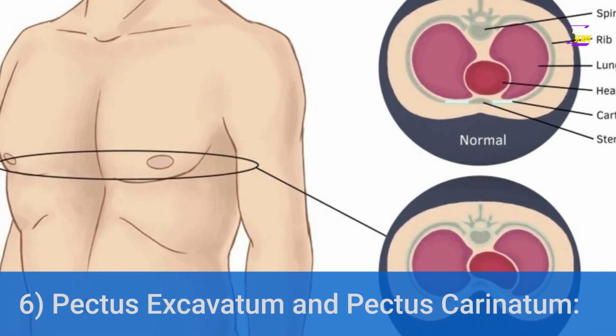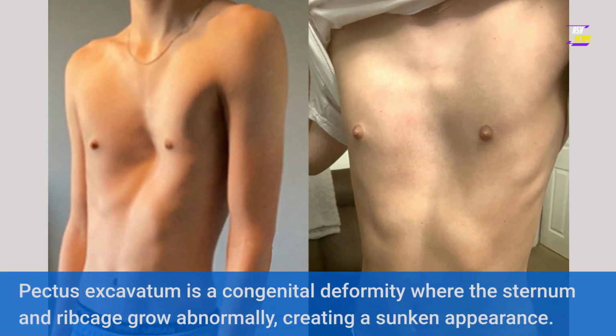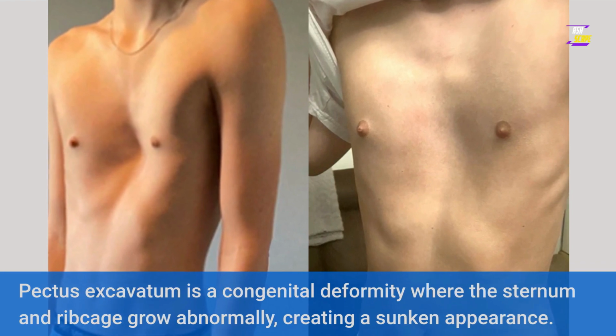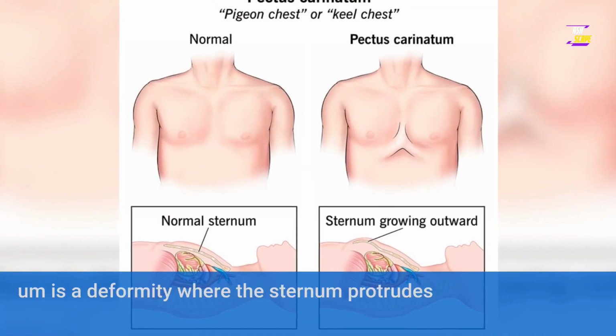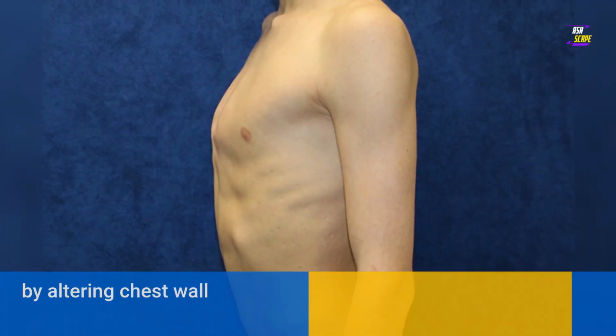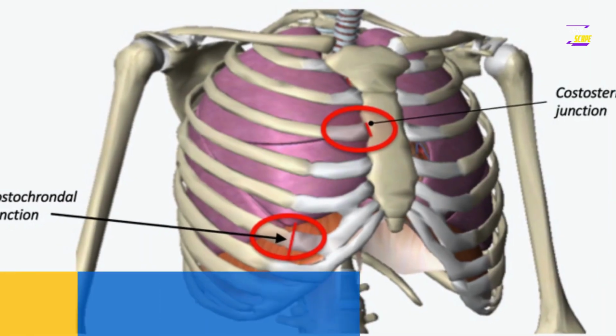6. Pectus excavatum and pectus carinatum. Pectus excavatum is a congenital deformity where the sternum and ribcage grow abnormally, creating a sunken appearance. Pectus carinatum is a deformity where the sternum protrudes outward. These conditions can affect lung function by altering chest wall mechanics.